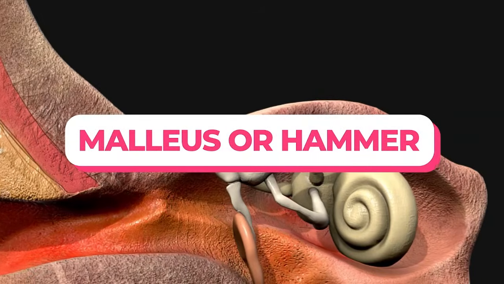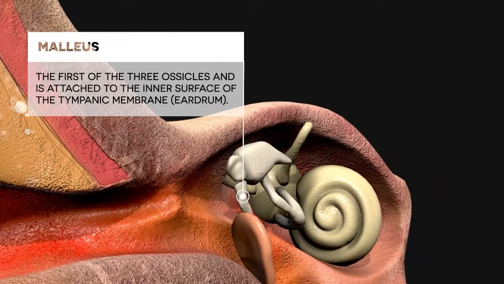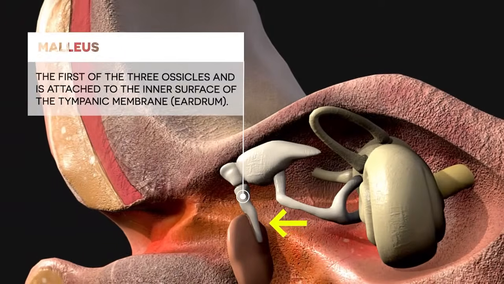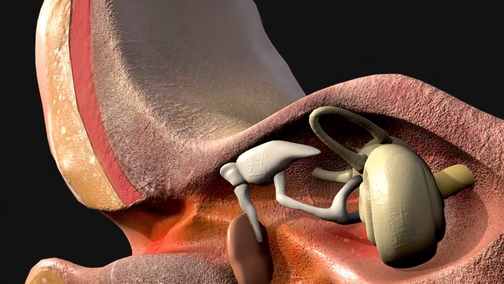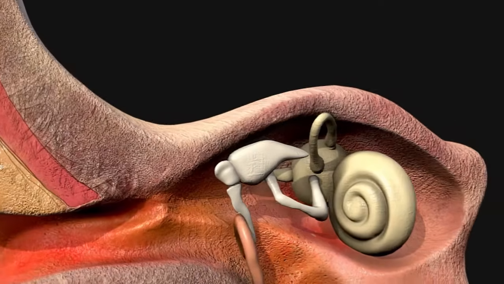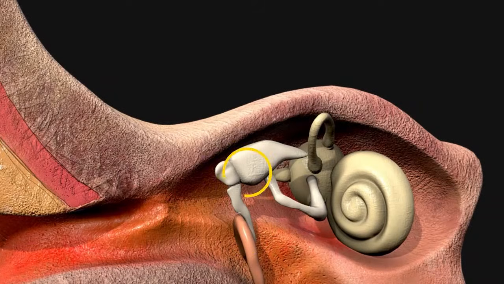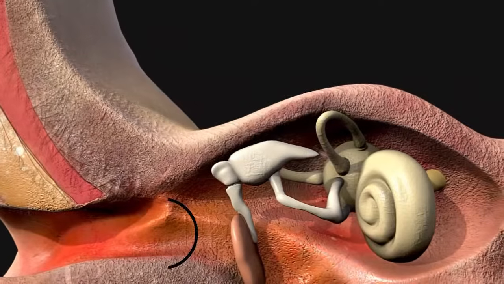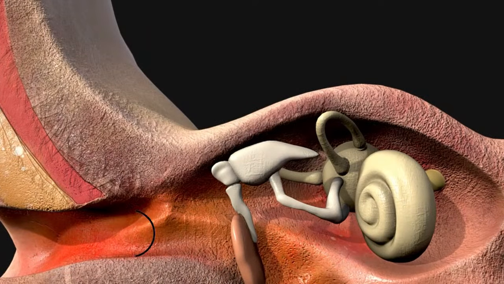Malleus or hammer. The malleus is the first of the 3 ossicles and is attached to the inner surface of the tympanic membrane, the eardrum. It resembles a hammer in shape, with a long handle attached to the eardrum and a head that connects to the next bone, the incus. When sound waves cause the eardrum to vibrate, these vibrations are transferred to the malleus.